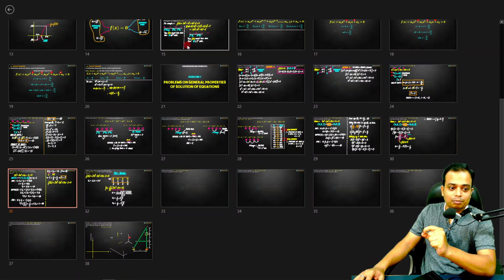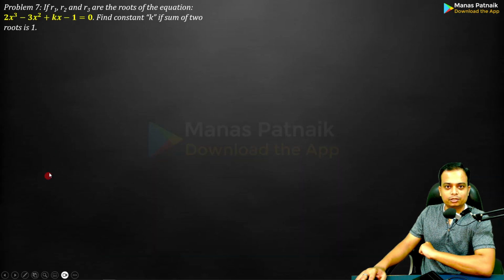Solution and complete post-mortem of this cubic equation is on its way. Here we go. Let me zoom in.